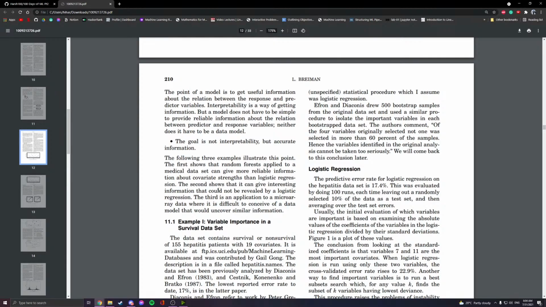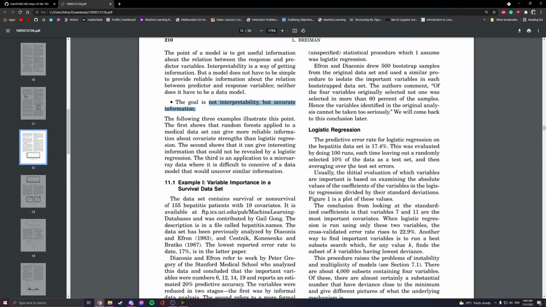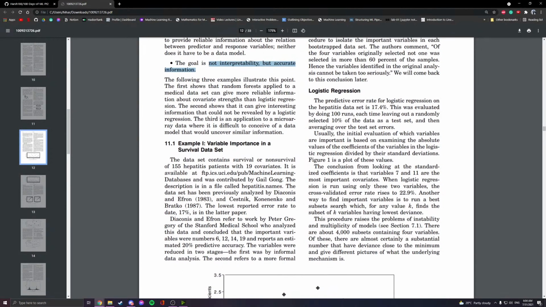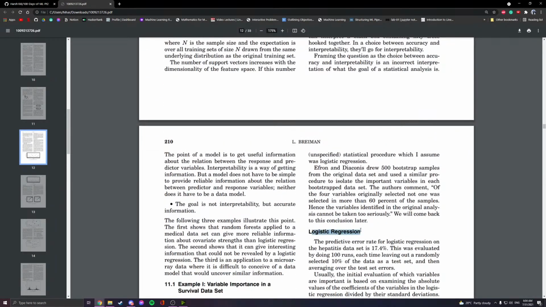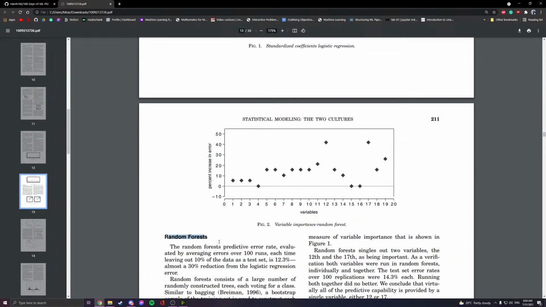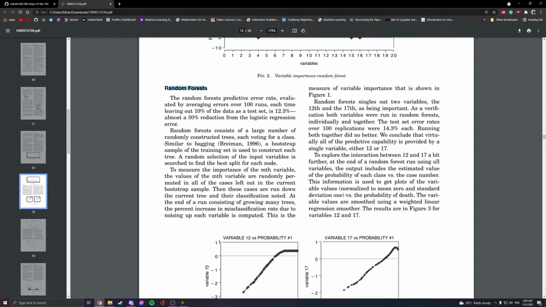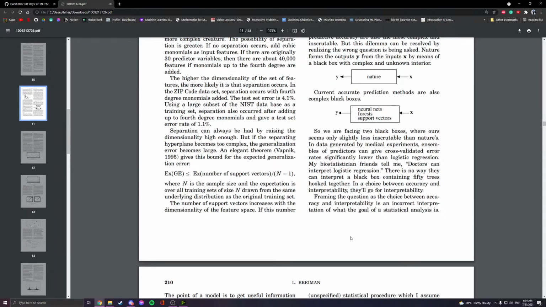But the ultimate goal, he says, isn't really about interpretability, but the ability to produce an accurate representation of the mapping between the inputs and outputs. For example, logistic regression, although easily interpretable, produces an error rate of around 22%, 30%, and when compared to forests, there's almost a 30% reduction in the error rate. So if you look at what's producing accurate results, it's definitely random forests, regardless of the fact that logistic regression is less complex. We have to go with what's more reliable in producing that input-output relationship.